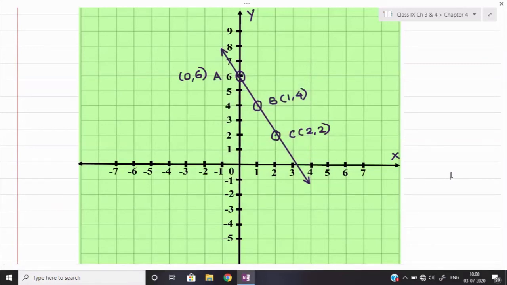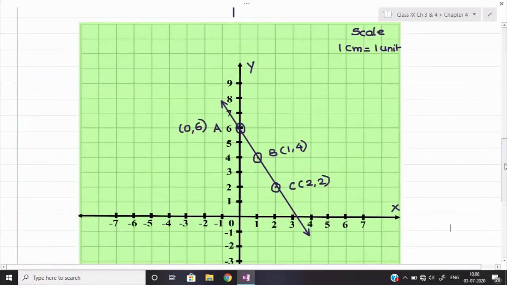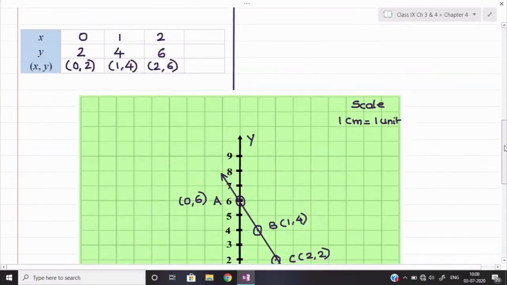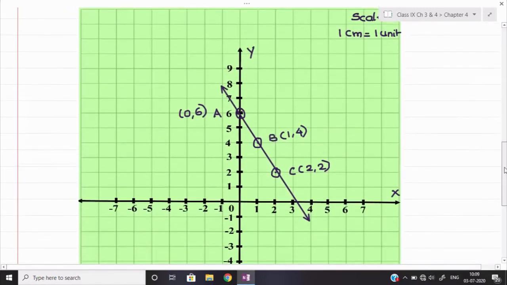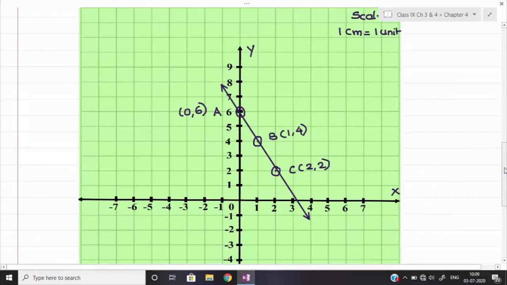Now let us draw the next set of 3 points here, that is 0, 2, 1, 4. 1, 4 is already plotted. So 0, 2 we can see. So x equal to 0 and y is equal to 2. So x equal to 0 is coming at the origin, and from 0 I will go up. Here I will mark my second point, sorry, first point.